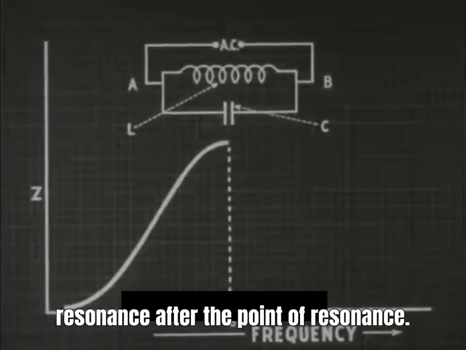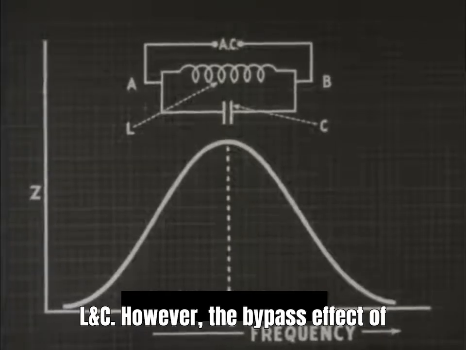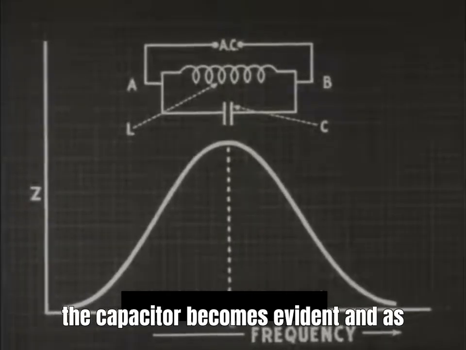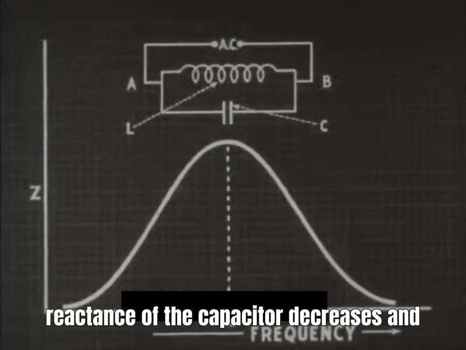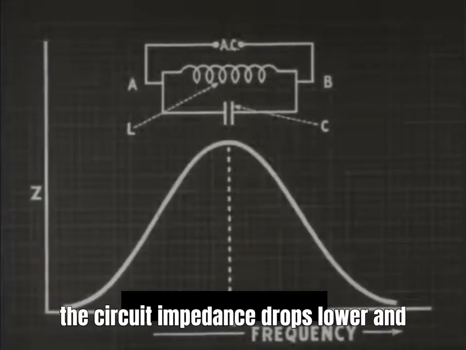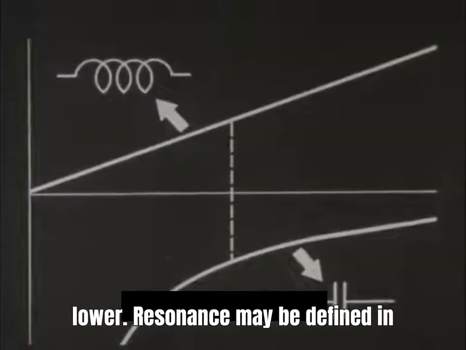at resonance. After the point of resonance of L and C, however, the bypass effect of the capacitor becomes evident, and as the frequency is further increased, the reactance of the capacitor decreases, and the circuit impedance drops lower and lower. Resonance may be defined in two ways.